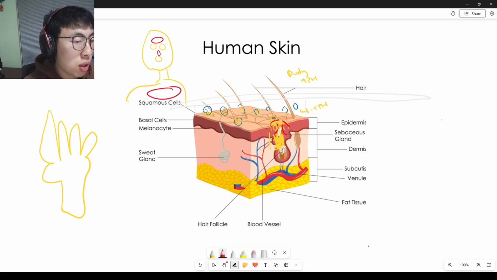So pimples are formed because you have too much sebum production and it's clogging up. So if you have more sebum production in these areas, then it's more likely that you'll have pimples there.